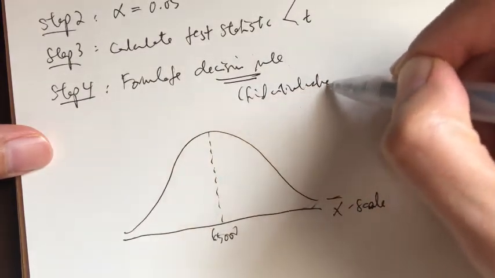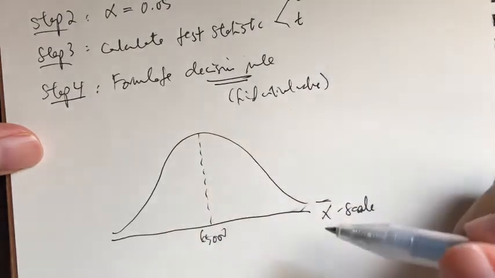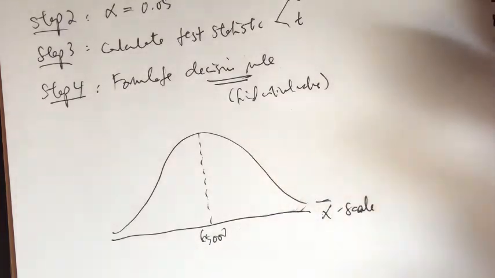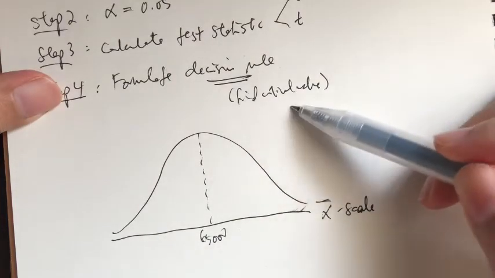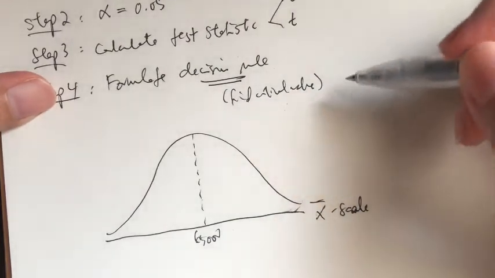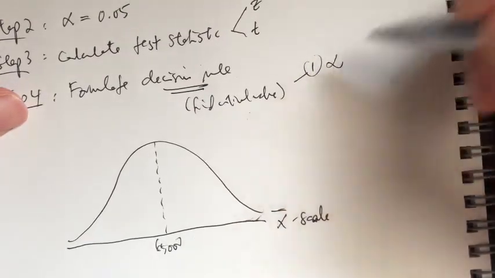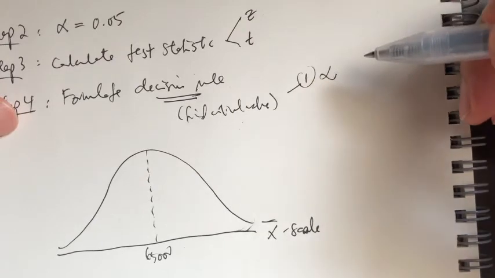Remember, what is the critical value? The critical value is the value that separates the acceptance area and the rejection area. Now, how can we find the critical value? We need to know two things. Number one, we need to know our alpha, or our level of significance.